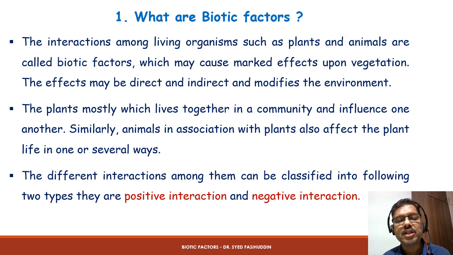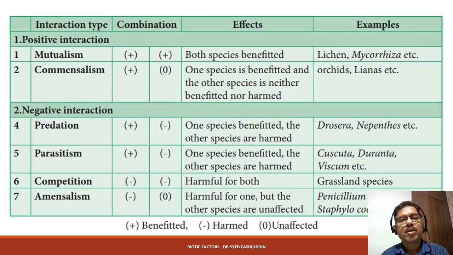The different interactions among them can be classified into the following two types, that is, positive interactions and negative interactions. This is the summary of interactions in a tabular form: type of interactions, then combination, effects, along with examples. Here the plus means benefited, minus is harm, 0 represents unaffected.